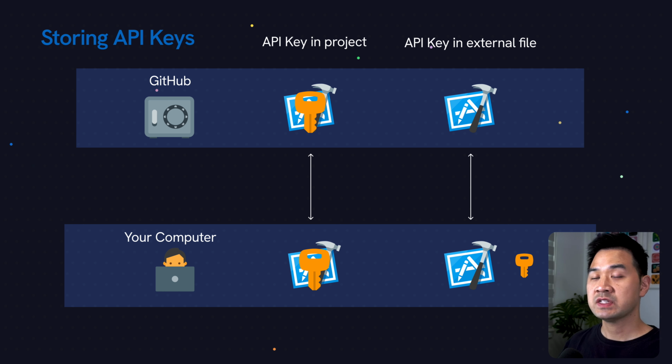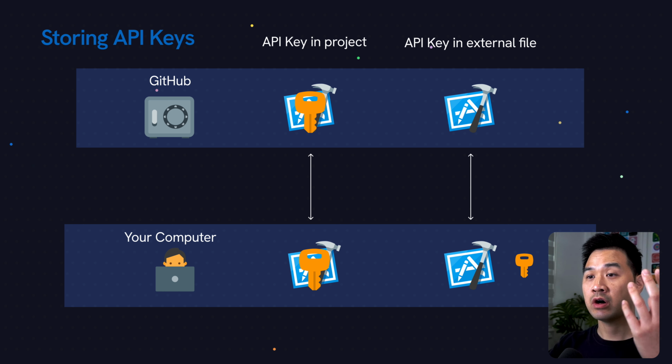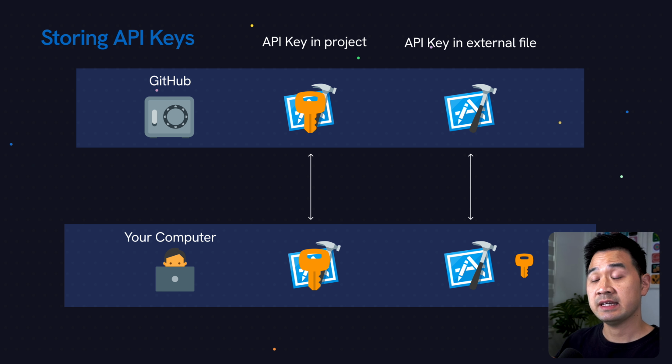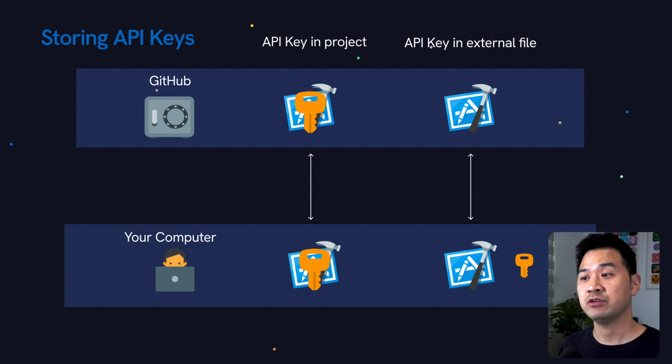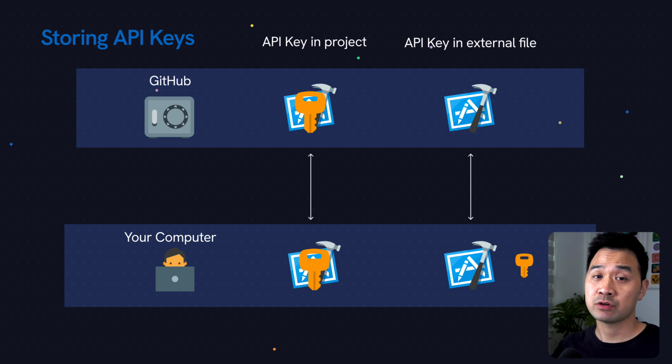Now, one level of sophistication or protection is by putting that API key in an external file. So you do not include it directly in the Xcode project, but it sits in a different file. And then you have your Xcode project read the key from that file. In this way, when you put your project onto GitHub, as you can see in this diagram, the key doesn't go along with it. The key stays in that file on your computer. And then you have to manually share that external file with the key to whoever needs access, right?